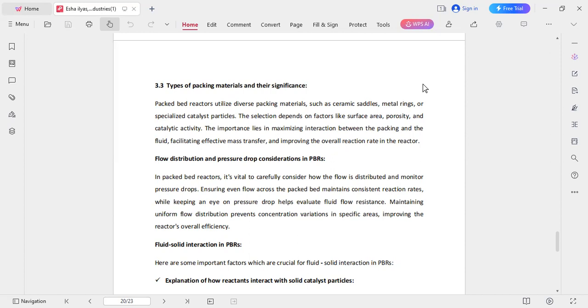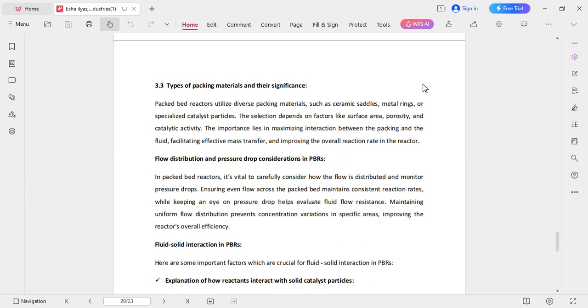Flow distribution and pressure drop consideration in packed bed reactors. In packed bed reactors, it's vital to carefully consider how the flow is distributed and monitor pressure drops, ensuring even flow across the packed bed materials to maintain a consistent reaction rate, while keeping an eye on pressure drop helps evaluate fluid flow resistance. Maintaining uniform flow distribution prevents concentration variations in specific areas, improving the reactor's overall efficiency.